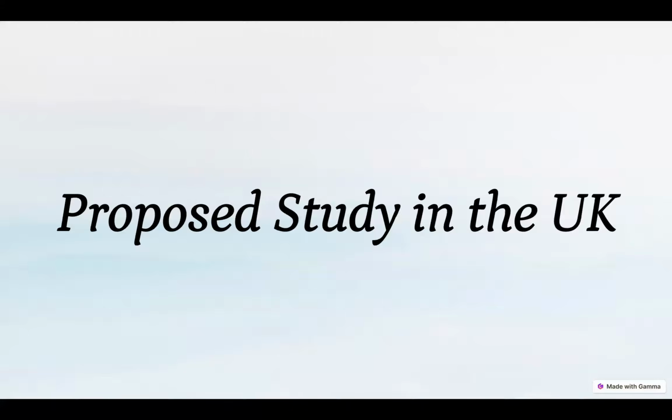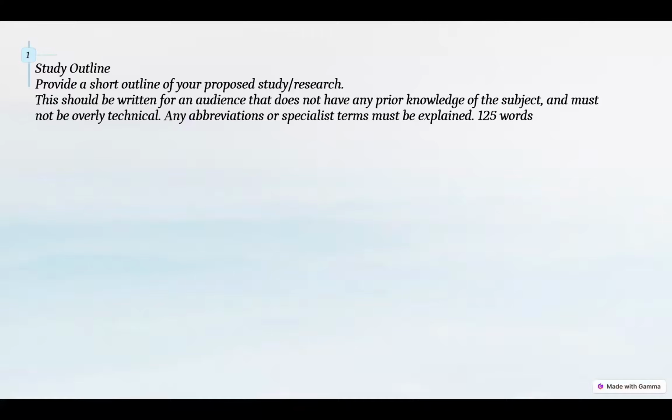So now to the proposed study in the UK. The first question here is your study outline, and you're asked to provide a short outline of your proposed study and research. This should be written for an audience that does not have any prior knowledge of the subject and must not be overly technical. So you don't want to be writing things that are very complex that when somebody reads, they wonder what exactly is being talked about here. Any abbreviations or specialist terms must be explained. So even if you are using something like FAO, you don't just write FAO, you write its full name, Food and Agriculture Organization, for example, but I'm not saying that you have to include FAO in your essay.